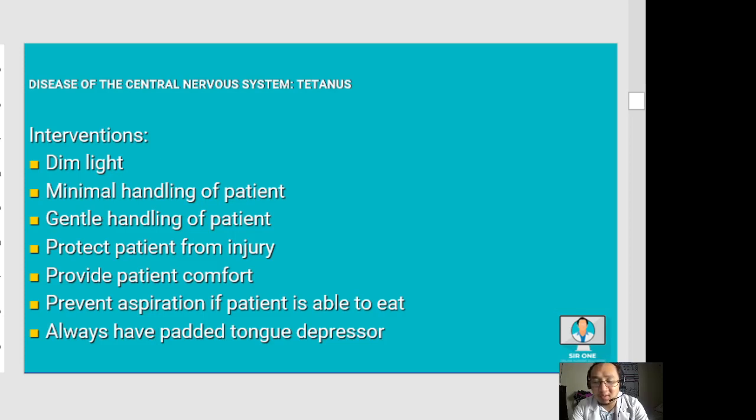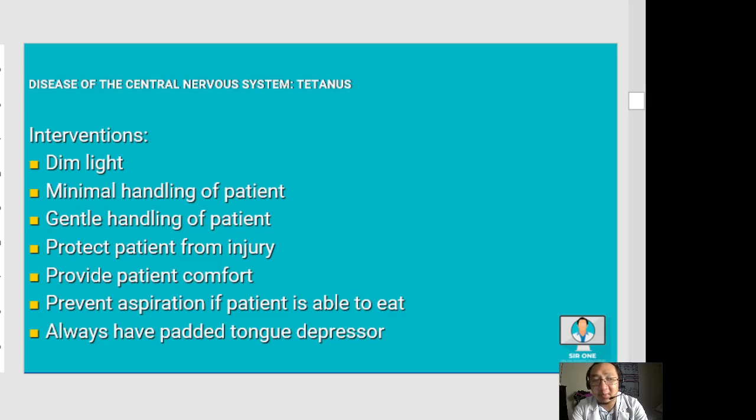But remember, as we have mentioned before, the priority for patients with tetanus having seizures, or seizures in general, is safety. That's the priority, and ways to promote safety are lowering the height of the bed and removing sharp objects or dangerous, risky objects at the site of the seizure.